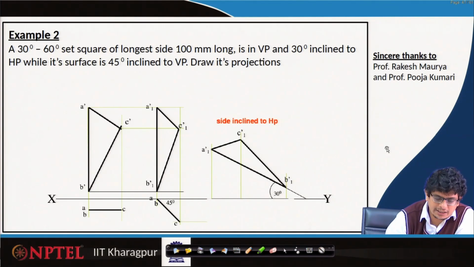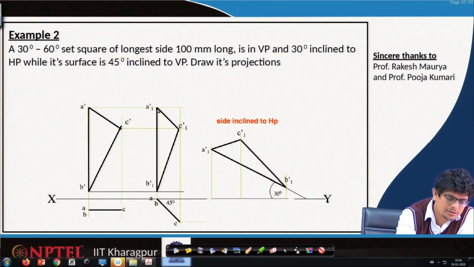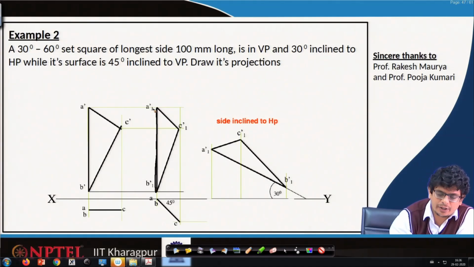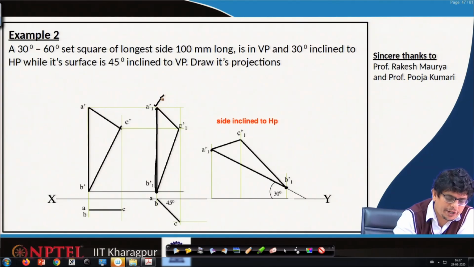Now, already this longest one we have constructed. This entire thing has to be rotated by 30 degrees. So, A1 prime, A1, B1, B1 prime. So, this length, whatever from this point to this point, that length, the same length we are going to keep it here.